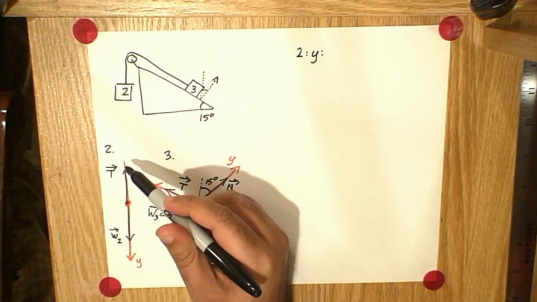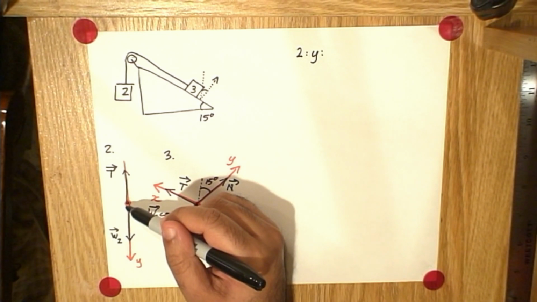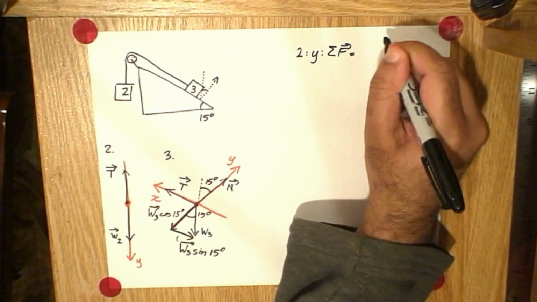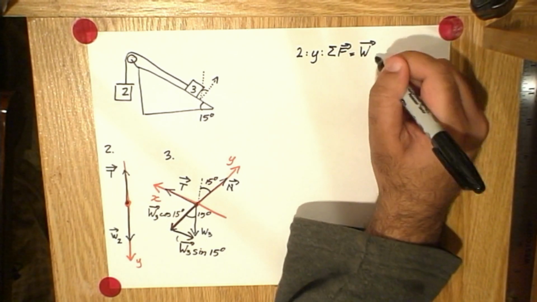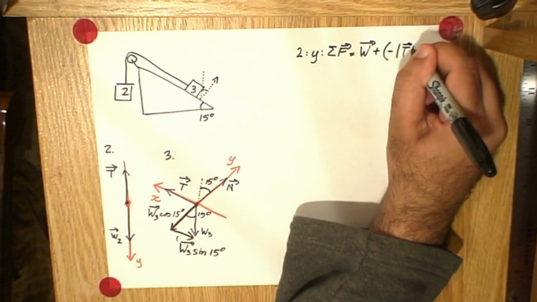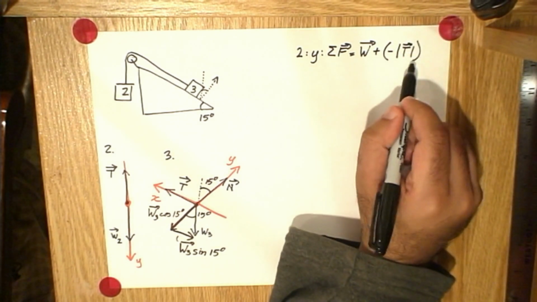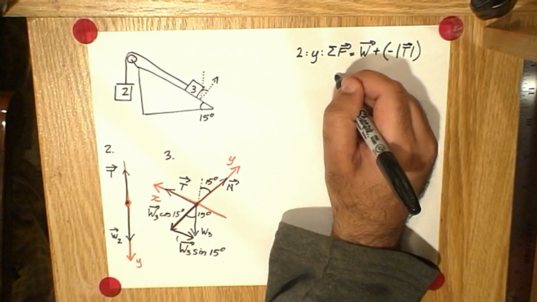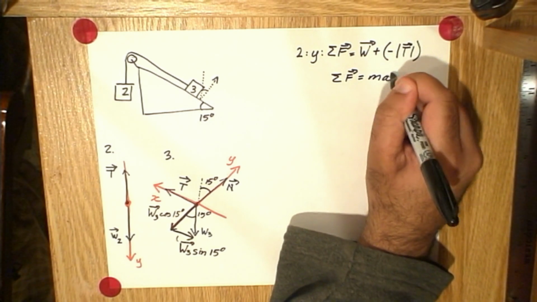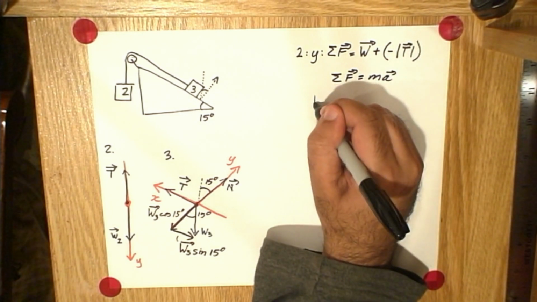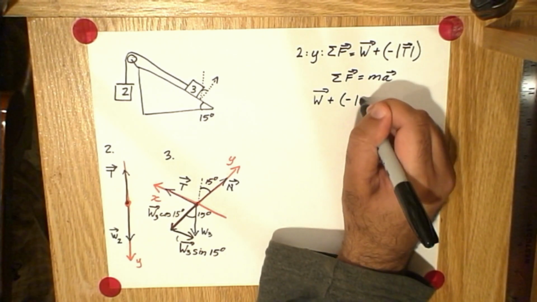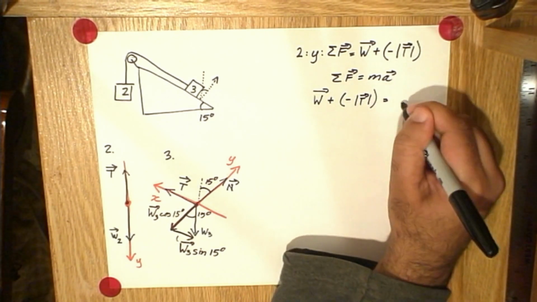So for the 2 kilogram object in the y direction, we have the weight pointed in the positive direction. So total force is equal to weight pointed in the positive direction plus the negative tension pointed in the negative direction. So this is how we would symbolize the fact that it's pointed in the negative direction. The total force is equal to mass times acceleration. So that means that the weight of this 2 kilogram object plus the negative tension is equal to mass times acceleration.